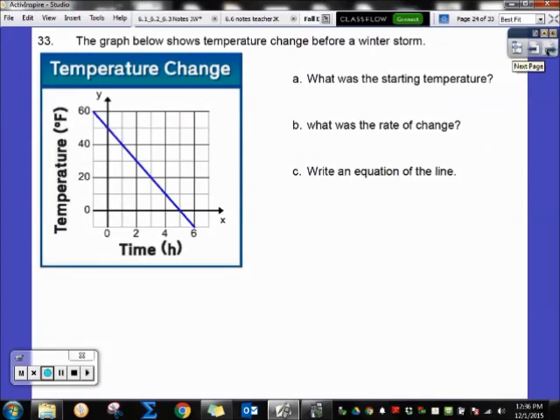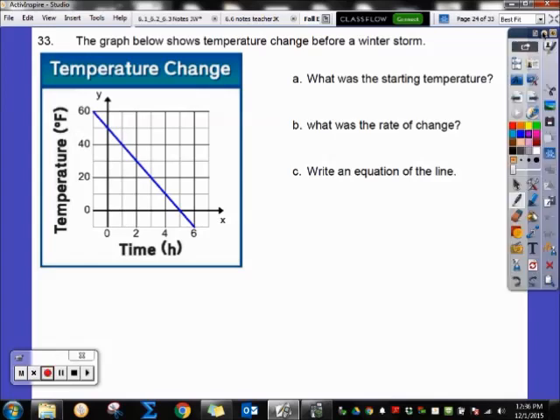So for 33, we have a change in temperature graph. If we want to know the starting temperature, we just look at where our graph starts, which is also our y-intercept. So if we look right here, it started out at 60 degrees. Actually, excuse me, be careful because I need to look right here for y, or my time 0. So 50 degrees.